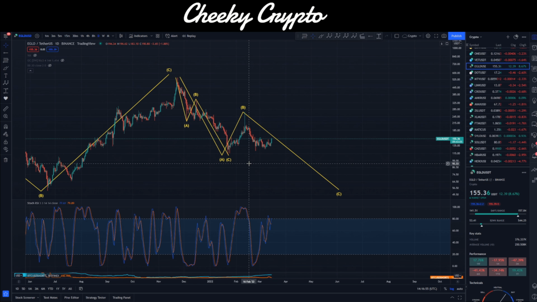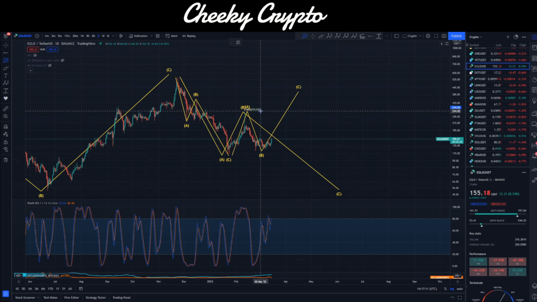And then if this scenario plays out, actually what you've got here is an A, a B, and a potential C wave higher, right? So a couple of different options on the daily chart. And it's important that we take a look at multiple different angles, and then we choose the one that's most probable to us, okay? A, B, and potentially C.